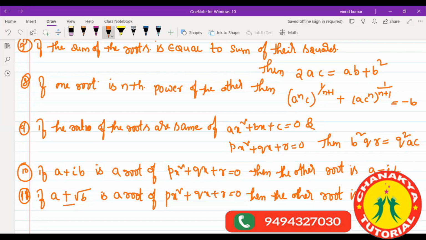If x is positive, the least value of x plus 1 by x is 2. Yeah, the least value of x plus 1 by x is 2.